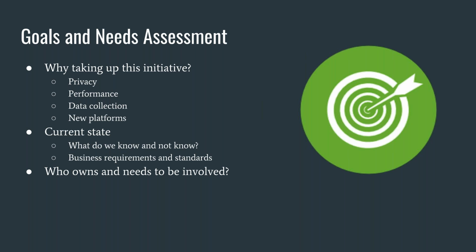Some other pieces with the goals and the needs assessment: we need to understand at a high level our current state. So what do we know and what do we not know? Do we even know all the different tags and platforms that are on our site? That's a good place to start. If not, then okay, we need to go in with a little bit more of a blank slate. If we know what's there and we have some standards, we have some requirements, at least for some of the tags, we have something to compare against. So we need to know, what do we know? What do we not know? What do we want to and need to be able to understand? And then also the business requirements and standards.